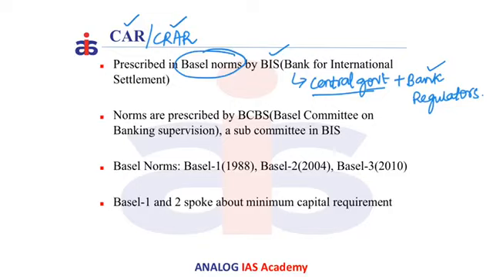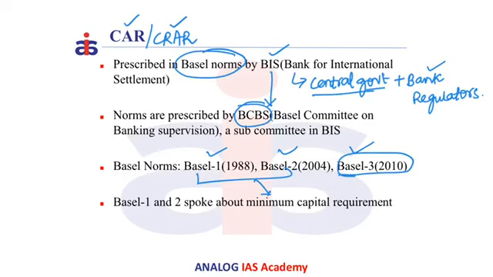The Basel norms are prescribed by the Basel Committee on Banking Supervision, which is a subcommittee under the Bank for International Settlements. So far they have prescribed 3 Basel norms, that is Basel 1, Basel 2 and Basel 3. While Basel 1 and 2 mainly speak about the capital requirements, Basel 3 speaks about a lot of other requirements, which we'll discuss in the next slide.